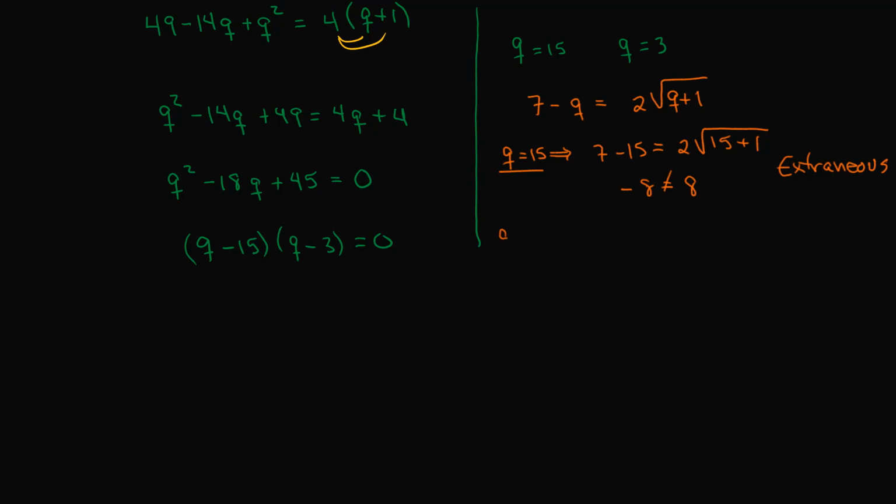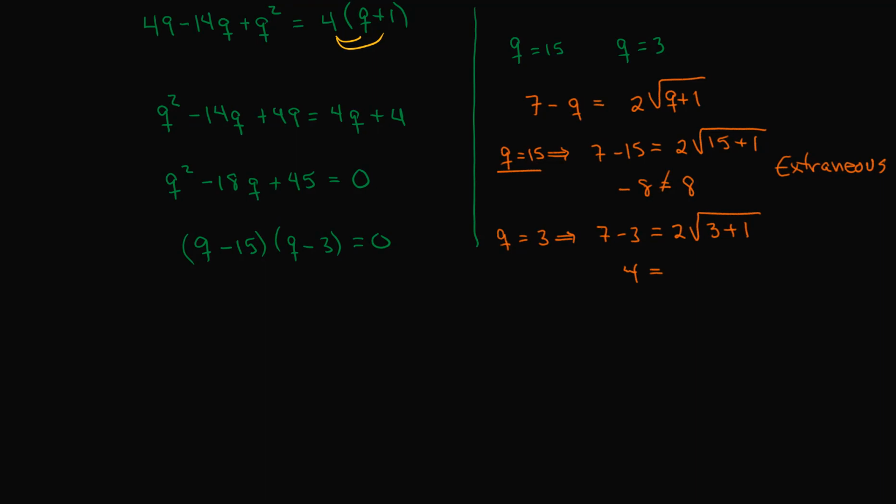Now we need to check q equals 3. Substituting that into our original equation, we have 7 minus 3 equals 2 times the square root of 3 plus 1. On the left side, 7 minus 3 is 4. On the right side, 3 plus 1 is 4. The square root of that is 2. So we have 2 times 2 is 4. This works. This is our solution.